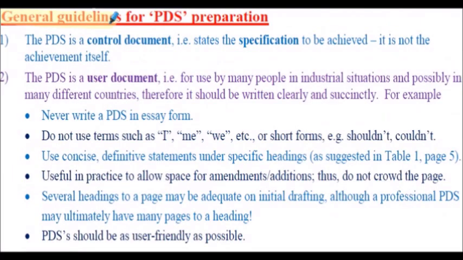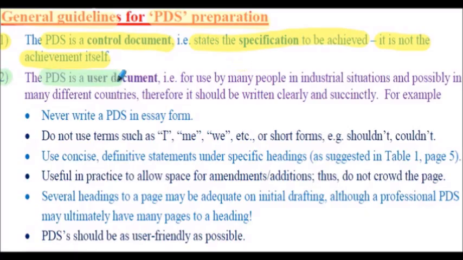Here are some general guidelines for PDS preparation. So firstly, the PDS is what's known as a control document. It states the specification that's to be achieved, but it is not the achievement in itself. The PDS is essentially the foundation document on which all design work, manufacturing, installation, test, etc. is based, and so it's a document to which all stakeholders will reference and work towards fulfilling the requirements specified.